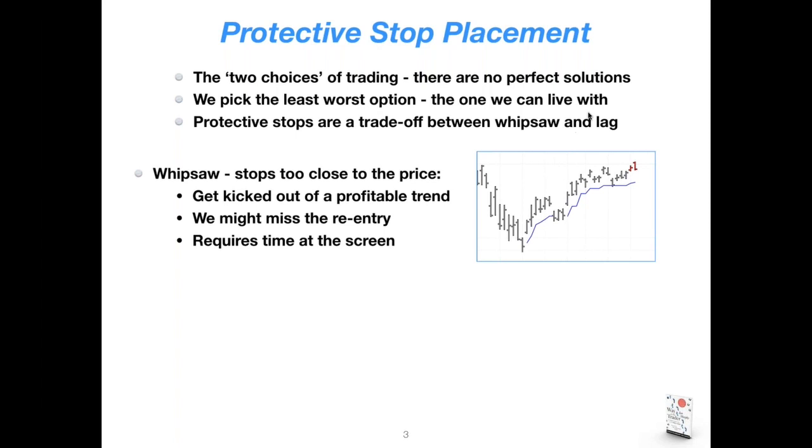Whipsaw occurs when the stops we're using are too close to the price. I have here on this little chart a trailing stop, which is close up to the price bars. And as you can see, we've been kicked out of this trend because the stop was too close. The issue with the whipsaw is that if we're stopped out here, we might miss the re-entry and then miss the rest of the trend as it develops. The other issue with whipsaw is we require a lot of time at the screen, because once we're kicked out, we need to get back in if we want to get the rest of this trend. And if we're part-time traders, we might not be able to do that.